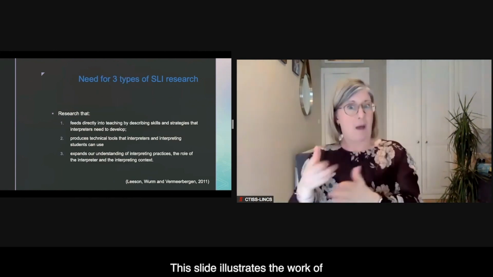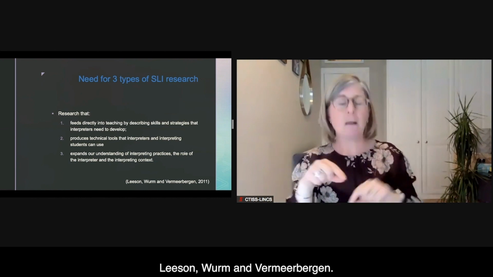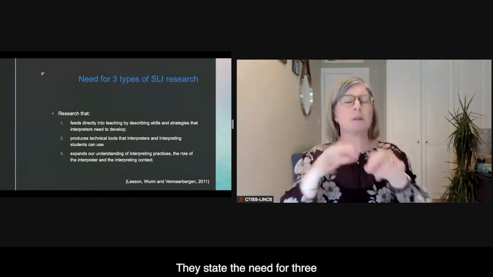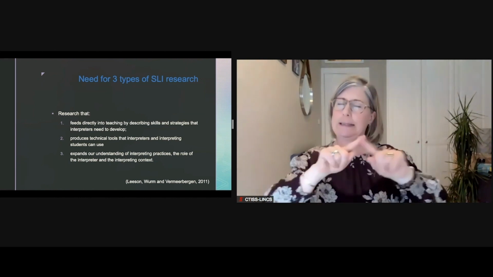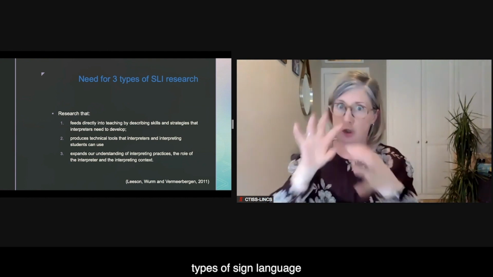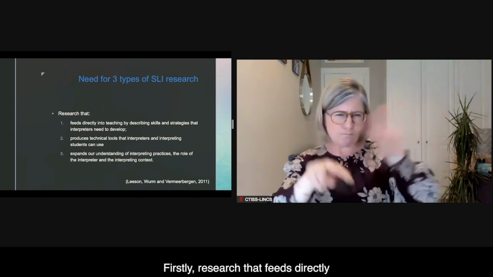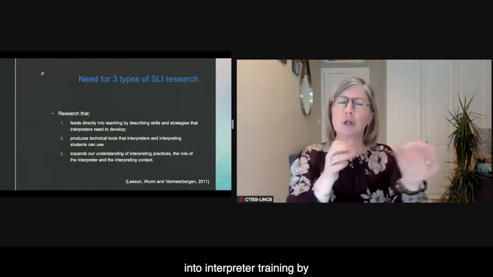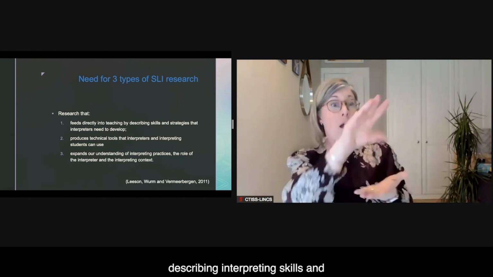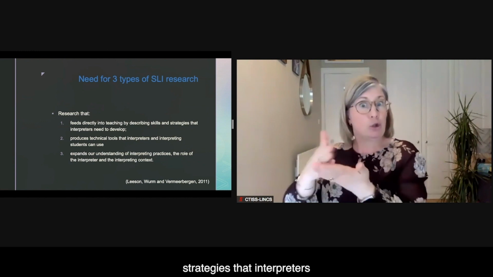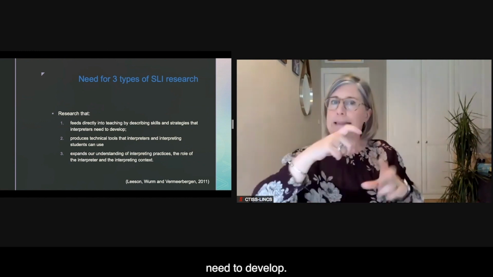This slide illustrates the work of Leeson, Worm, and Van Meegeren. They state the need for 3 types of sign language interpreting research. Firstly, research that feeds directly into interpreter training by describing interpreting skills and strategies that interpreters need to develop.